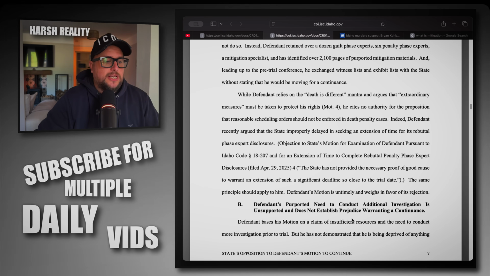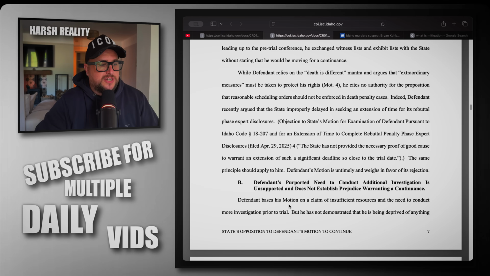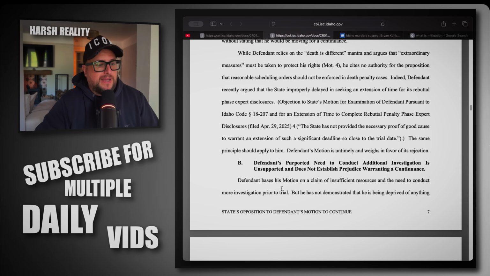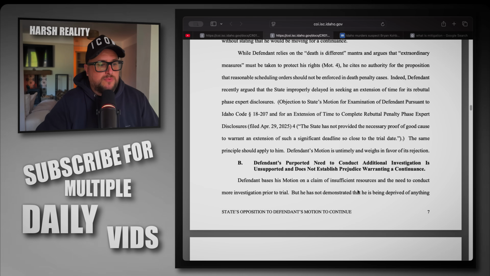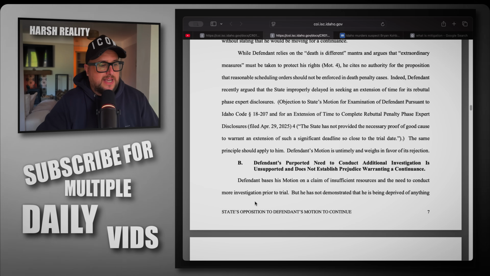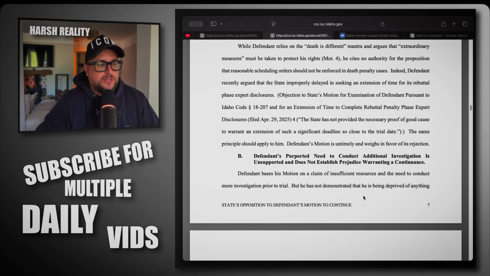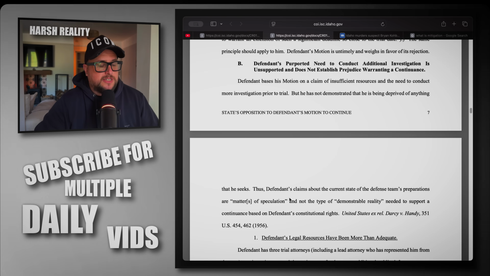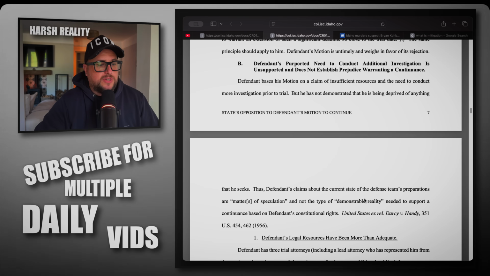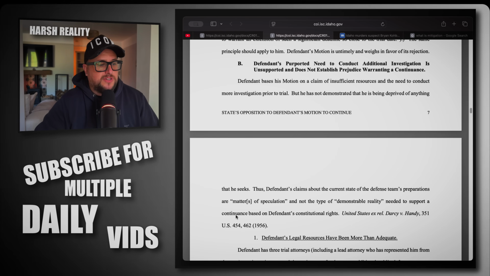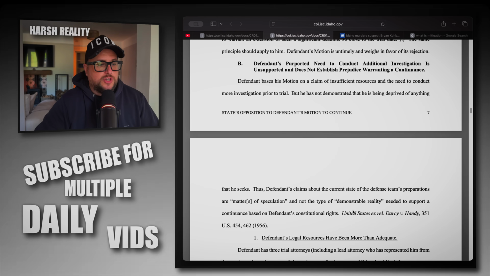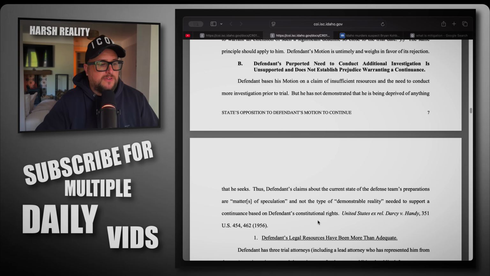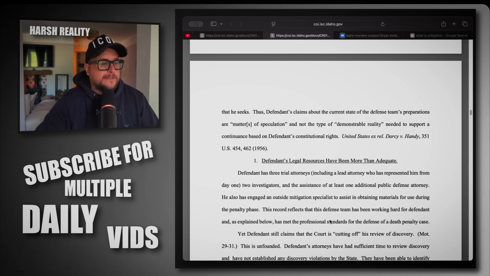Defendant's purported need to conduct additional investigation is unsupported and does not establish prejudice warranting a continuance. Defendant bases motion on a claim of insufficient resources and the need to conduct more investigation prior to trial, but he has not demonstrated that he is being deprived of anything that he seeks. Thus, defendant's claims about the current state of the defense team's preparations are matters of speculation and not the type of demonstrable reality needed to support a continuance based on defendant's constitutional rights.